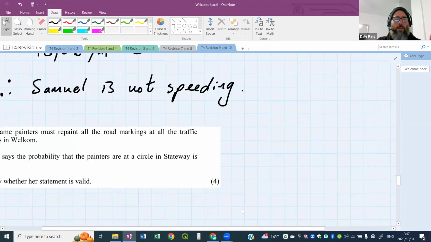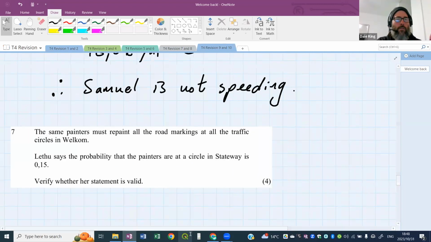All right, let's have a look. What else do we have? All right, question number 7. The same painters, or anyway, some painters that are involved in this, must repaint all the road markings at all the traffic circles in Welcome. Later says the probability, guys, check it out again. They snuck a probability question into a map work question.